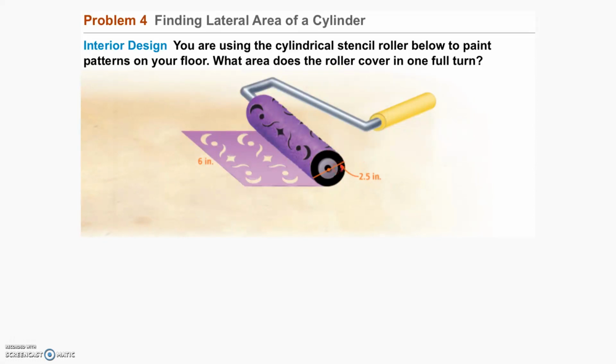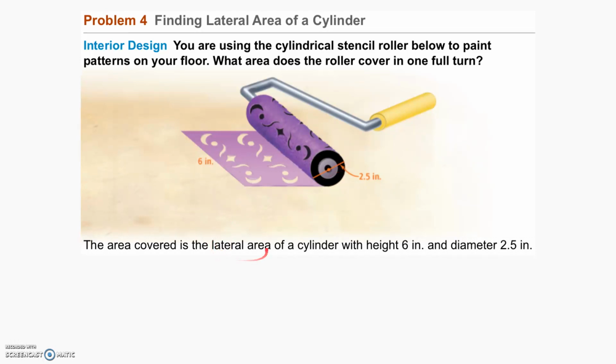So they gave us, now be careful here, they didn't give us a radius, right? They gave us a diameter. So we're going to try to use the formula that involves diameter. They also told us the height. Notice that that 6 inches is the height of the cylinder and this 2.5 is the diameter.